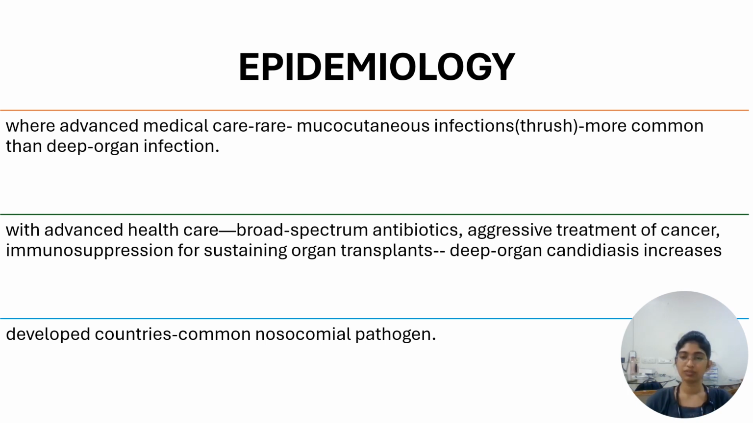So in countries where advanced medical care is not so common, we find mucocutaneous infections like thrush more commonly than deep organ infections. But in countries where there is advanced care, where they're using broad spectrum antibiotics and giving aggressive treatment for cancer with chemotherapy, and using immunosuppressive agents to sustain organ transplants, deep organ candidiasis is increasing. And in developed countries, Candida is among the most common nosocomial pathogens.